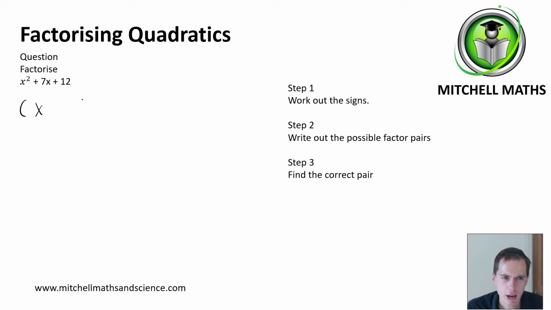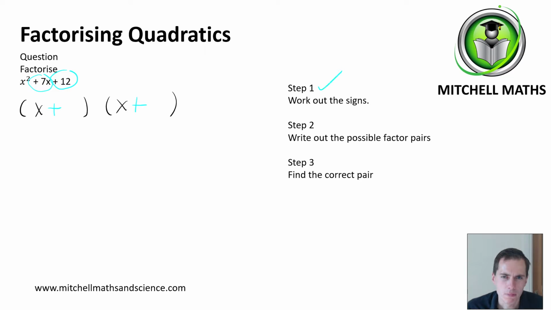I've just written out some steps to help. Step 1 is work out the signs. I need to work out what signs are in the brackets. Is it going to be 2 positives, 2 negatives, a plus and a minus? Well, it multiplies to make a positive, which means it can be either 2 positives or 2 negatives. It adds to make a positive, which means that it must be a plus and a plus. So you look at what it multiplies to make, and then you look at what it adds to make, if you need to.